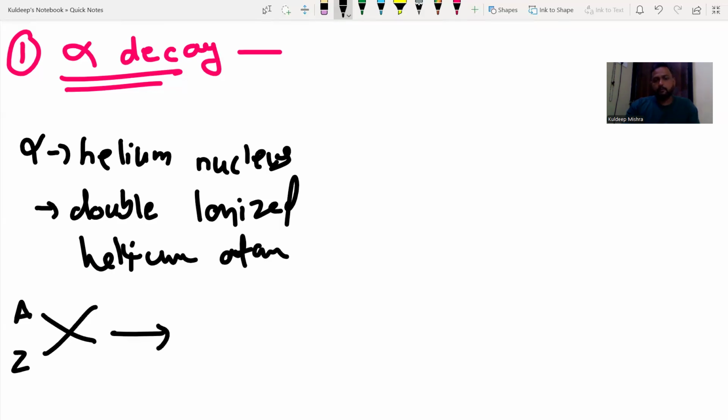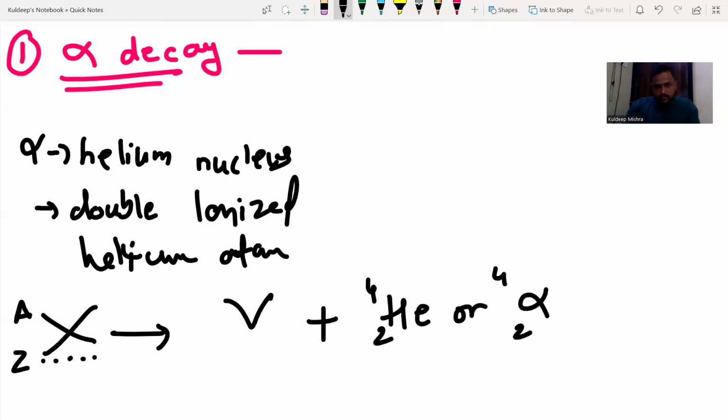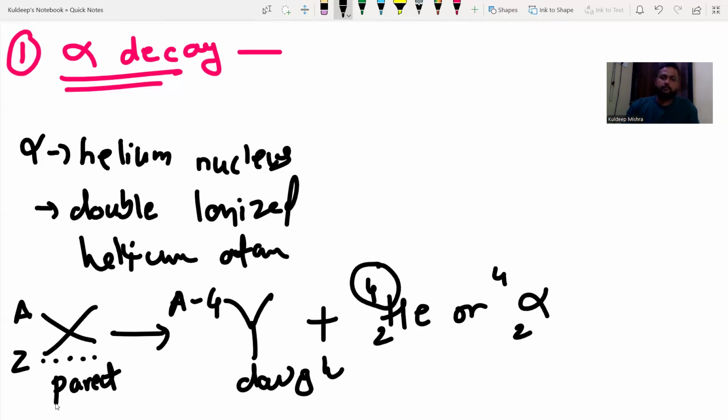Whenever an atom gives out an alpha particle, we denote it like this, helium 4 2 or alpha 4 2. It changes. This X will change to something else. This will be known as the parent nuclei and this will be known as the daughter nuclei. A will decrease by 4 because here we have 2 protons and 2 neutrons, and Z will decrease by 2.